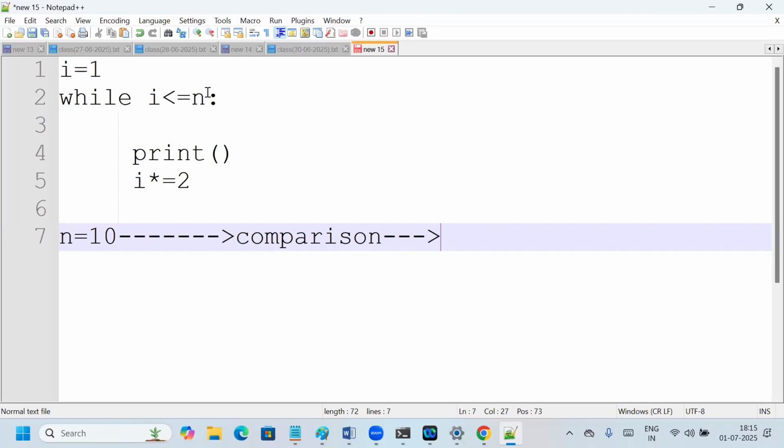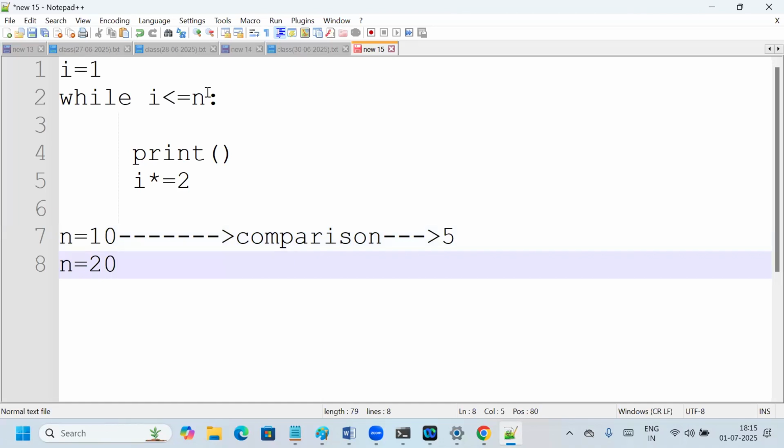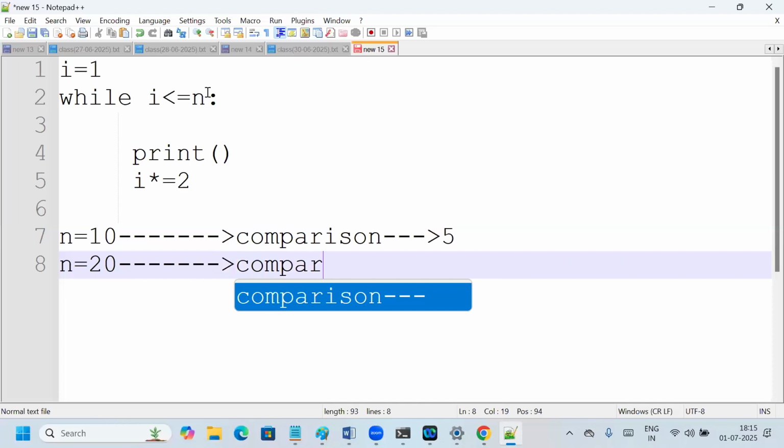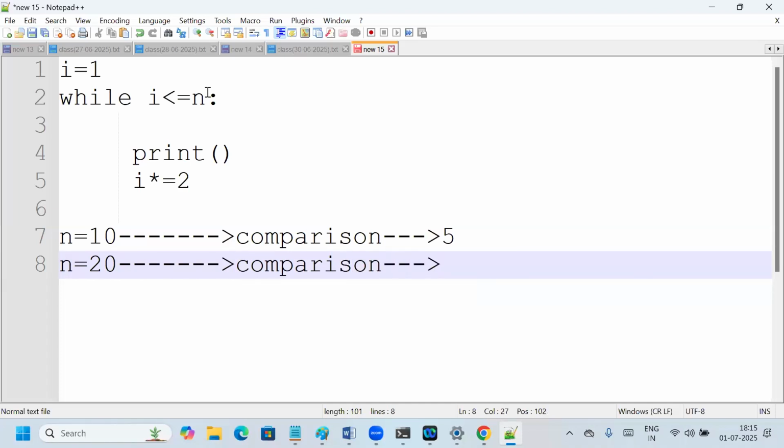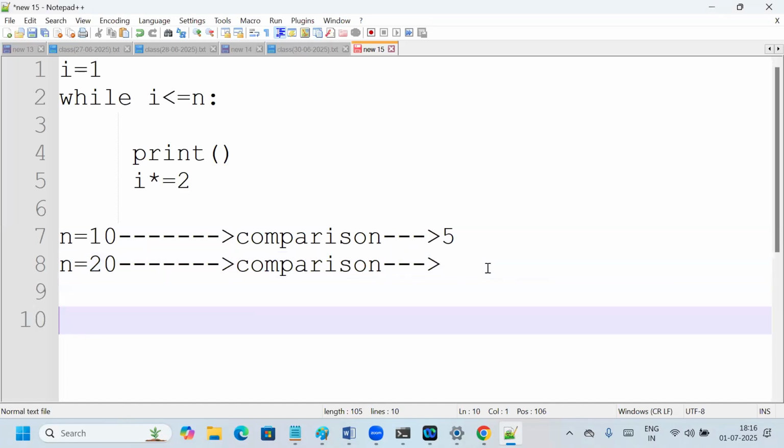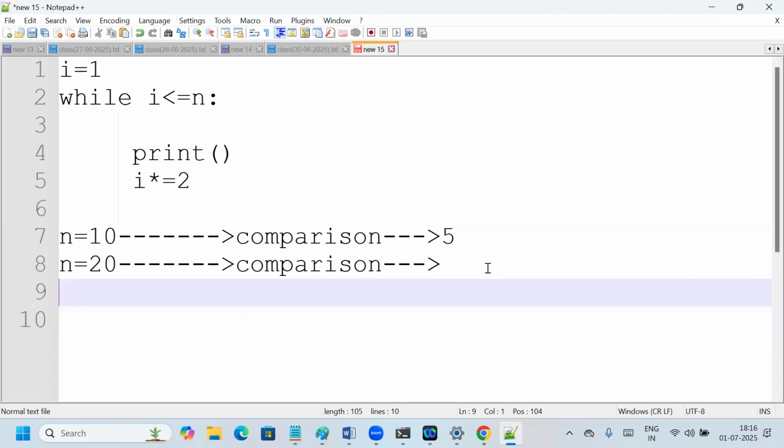i into equals to 2, guys. So i is getting incremented by 2. So total number of comparison 5. Make n value 20. How many comparison? N value is 20. How many comparison? 10. Wow. N value 100, guys. How many comparison? 50.